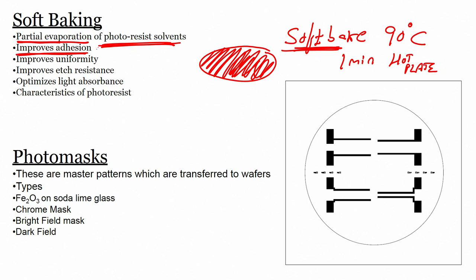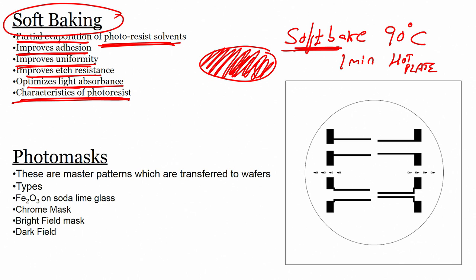Second, it will improve the adhesion. Third, it will improve the uniformity. Fourth, it will improve the etch resistance. Fifth, it will improve or optimize the light absorbance. Finally, the characteristics of our photoresist can be well defined when we do the soft baking.